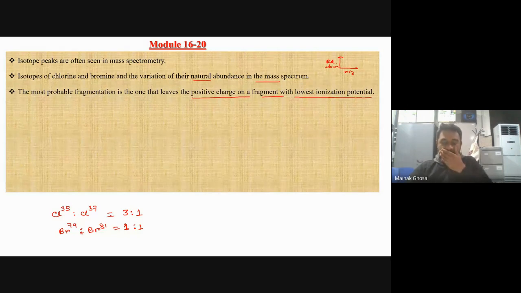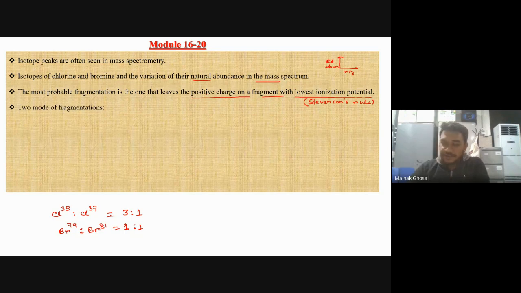This is the main rule for fragmentation, and it has a particular name, after some scientist. What is the rule? This is called Stevenson's rule. Stevenson's rule says that the most probable fragmentation is the one that leaves the positive charge on a fragment that has lower ionization potential.